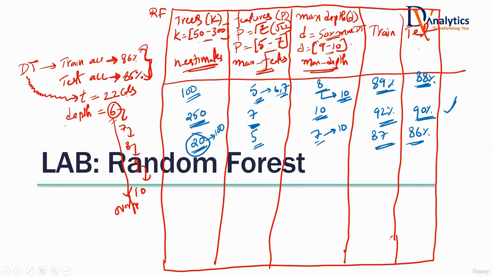Next one. Tariq. That is a message that I'm looking for, exactly 5 words, which is number of trees, number of features, max depth. Good, not bad, good. 92, 90, perfect.